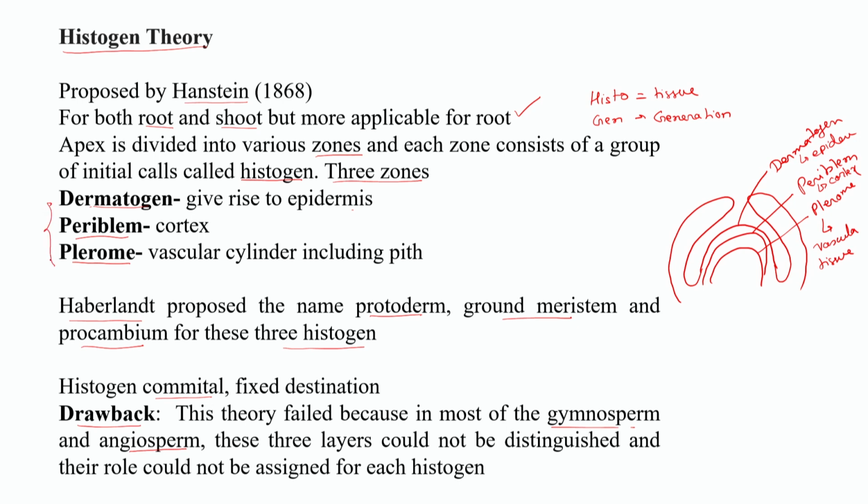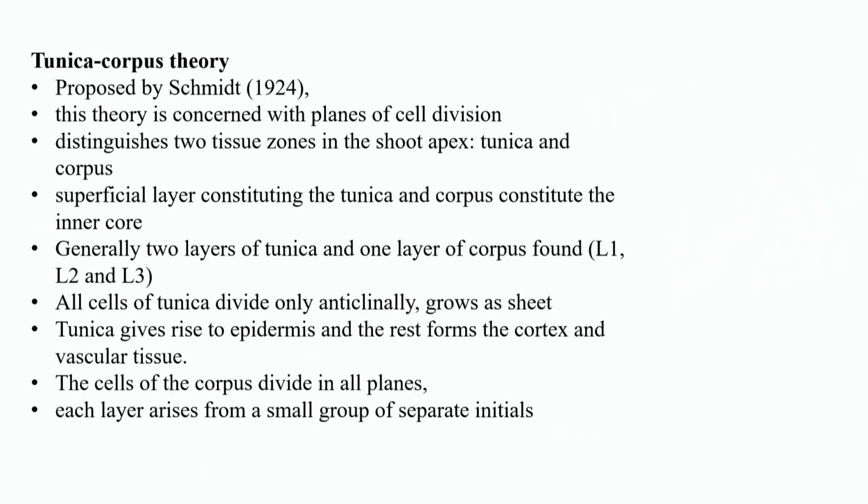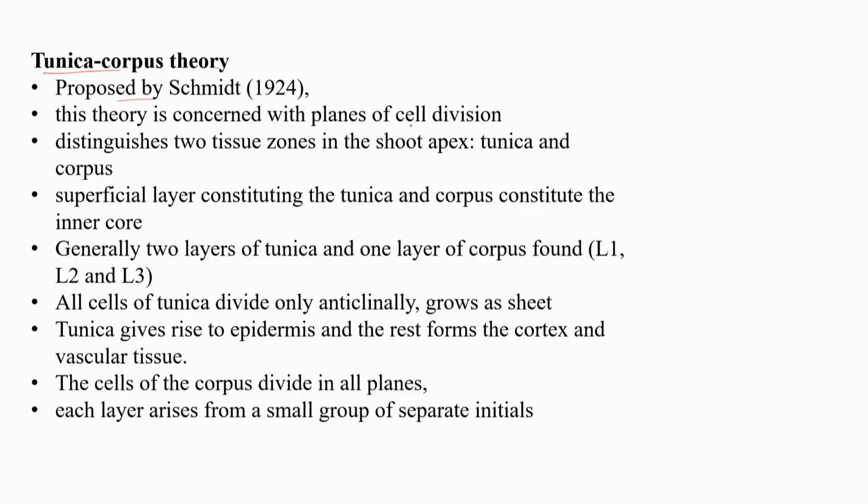So this theory was later replaced by tunica corpus theory, which was proposed by Schmidt. In this theory, the layers are differentiated not on the basis of their destiny, that this layer will form this particular type of tissue, but on the plane of division. If one layer is dividing in a particular plane, it is given a separate name and a separate function.